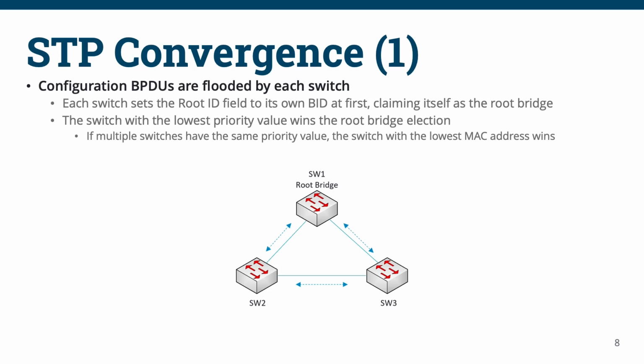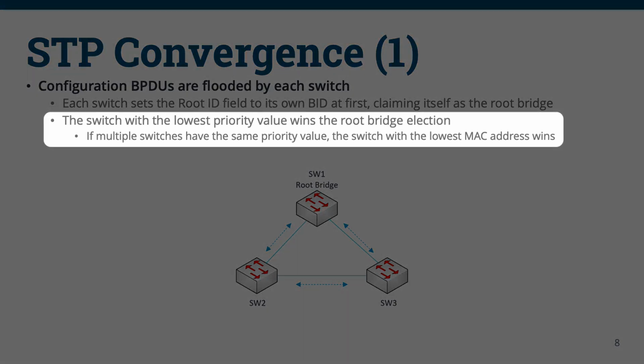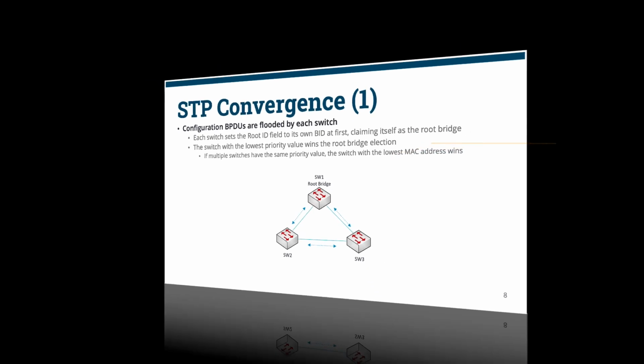The switch will continue believing it is the root of the network until a better or superior BPDU is received. Since the priority value in the bridge ID are the most significant digits, the switch with the lowest configured priority value will win the root bridge election. If multiple switches have the same priority, the lowest MAC address will win the election.